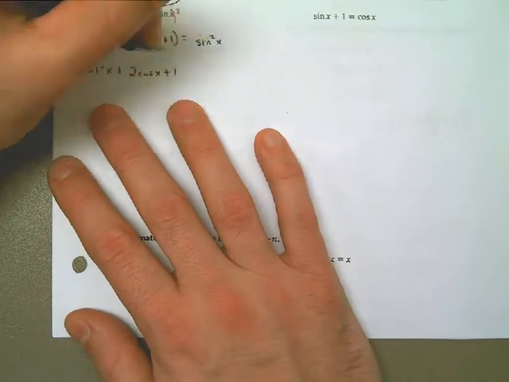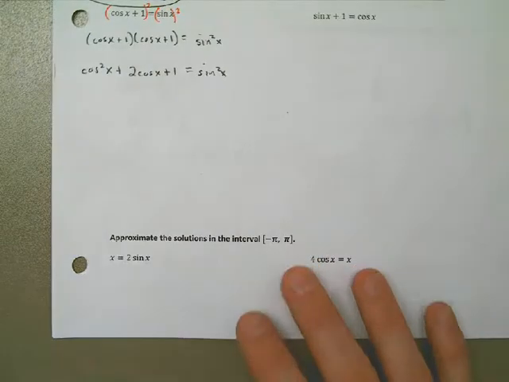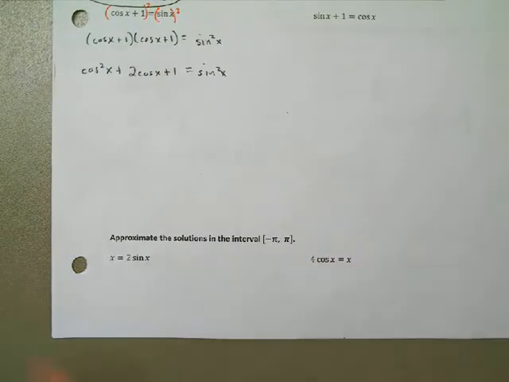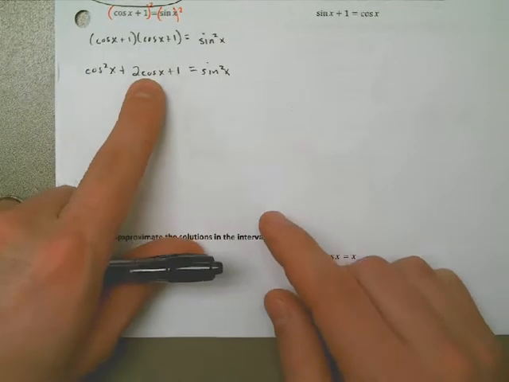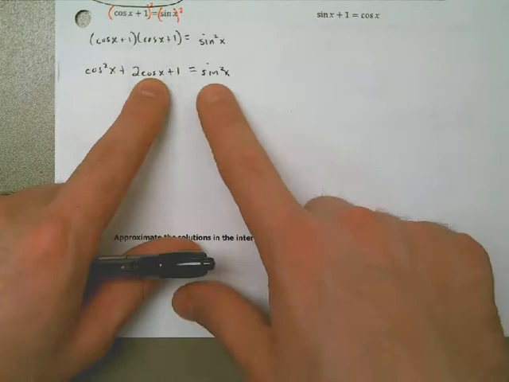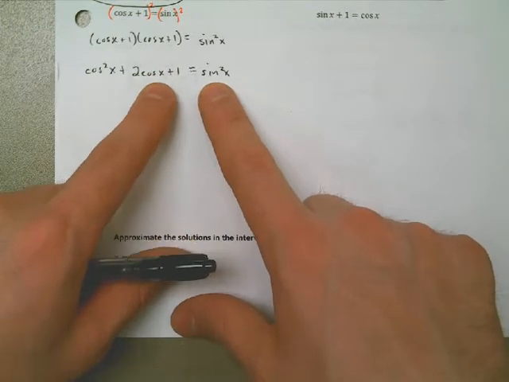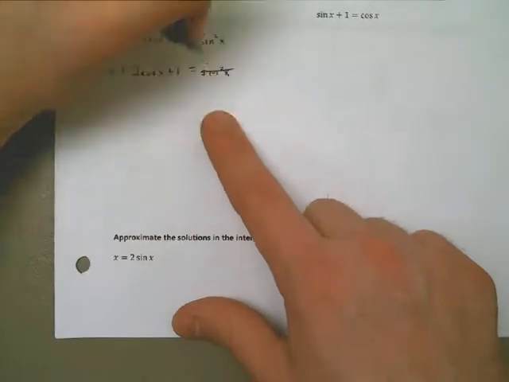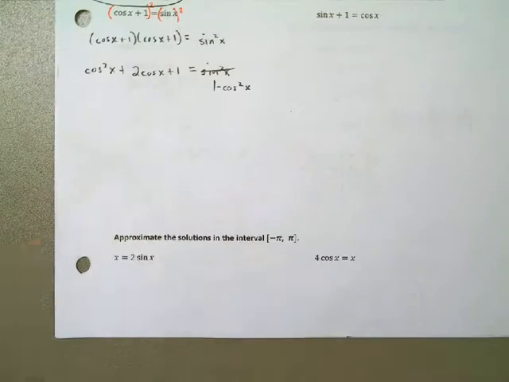Now, it looks like I want to convert everything to cosines. Why? Because this one is going to be tough to turn into a sine. So I'm going to replace sine squared with its equivalent from the Pythagorean identities, 1 minus cosine squared of x, because sine squared plus cosine squared equals 1. Now I'm going to throw everything on the left-hand side of the equation and set it equal to 0.